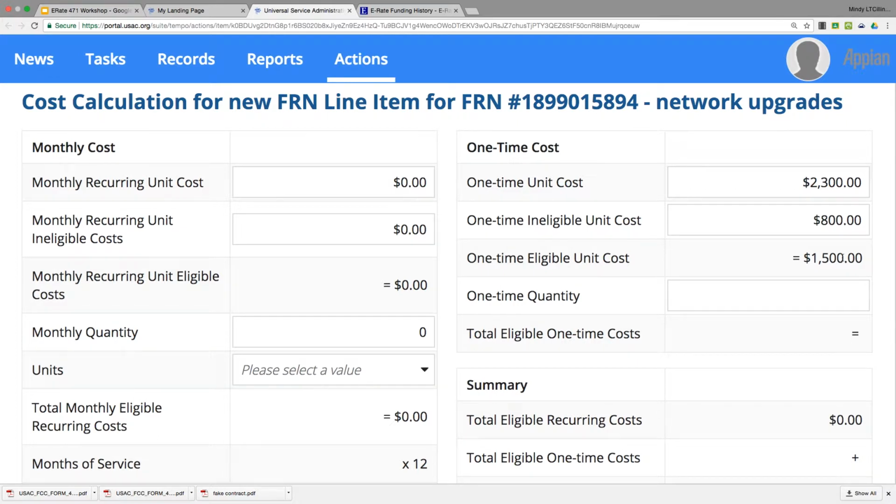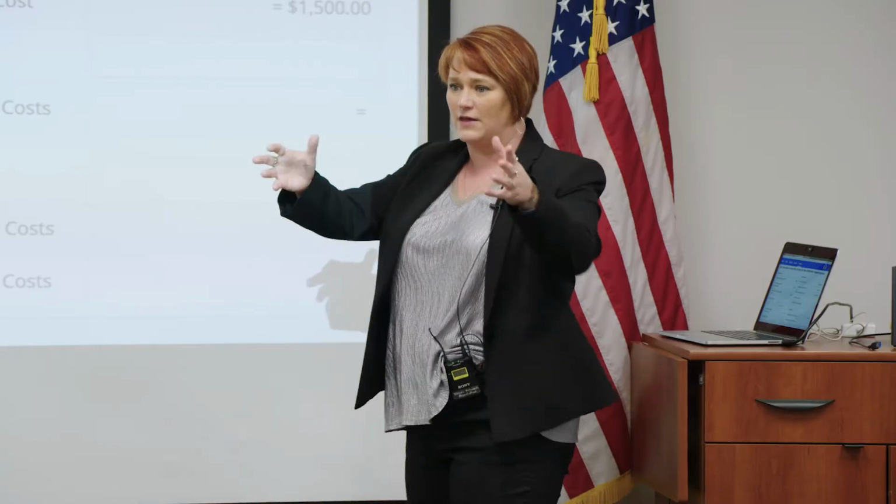Please do not do the math yourself and just put the $1,500 in the top. Fill the math out here so that the reviewers can see that you are recognizing that there is a portion that is ineligible and you've quoted it. They will ask you for that documentation to prove that the $800 is something you got from the provider and that you didn't just make it up off the top of your head.